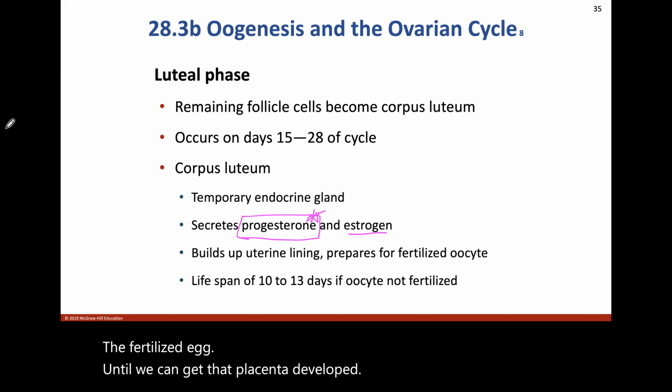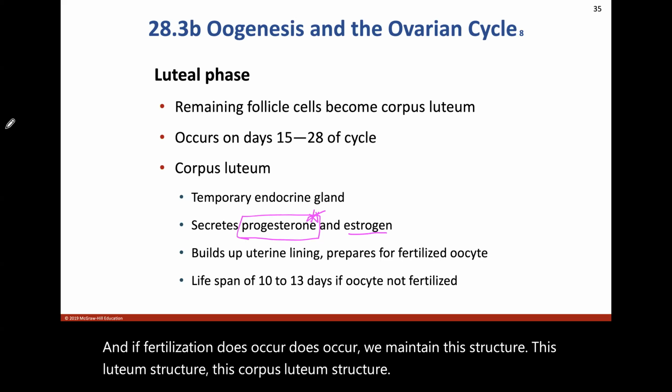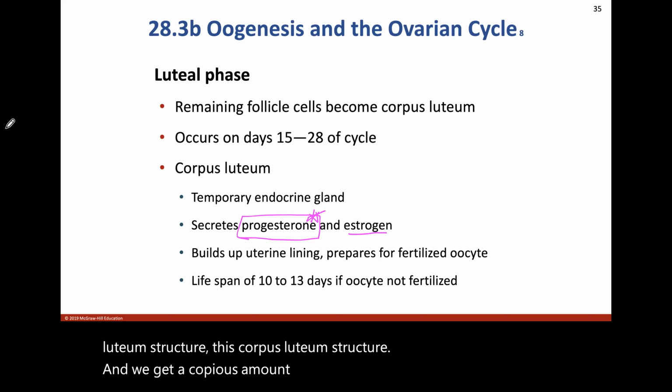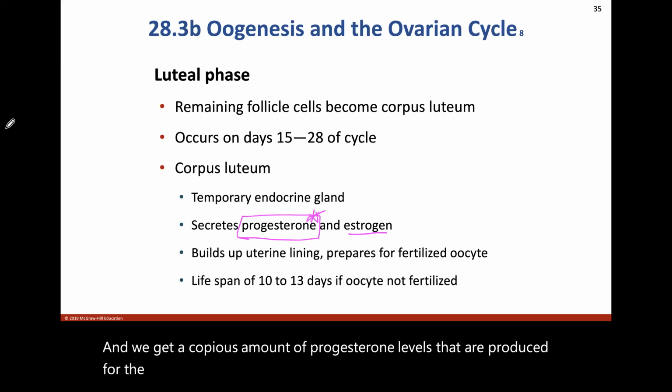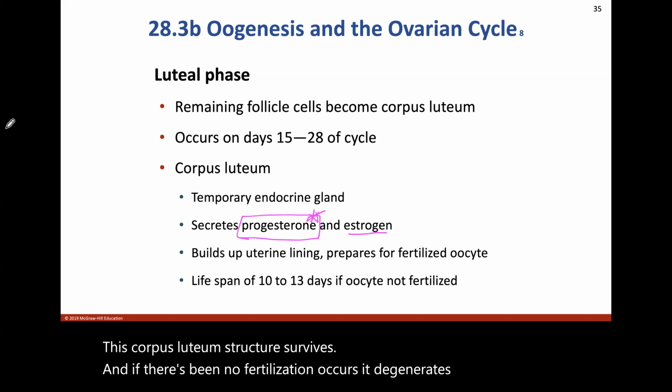And if fertilization does occur, we maintain this corpus luteum structure, and we get a copious amount of progesterone produced for the female. No fertilization? No problem. For about 10 to 13 days, this corpus luteum structure survives. And if no fertilization occurs, it degenerates into that corpus albicans.